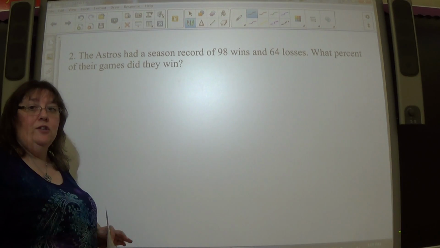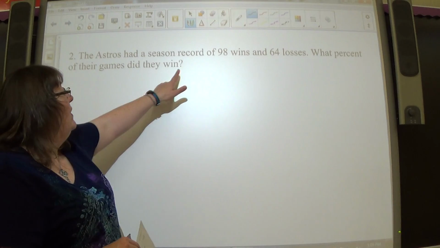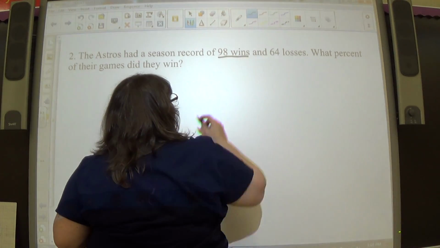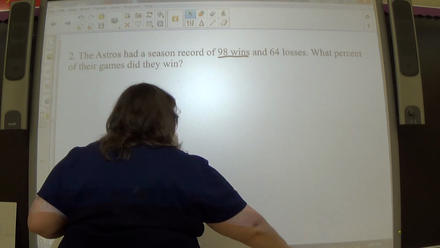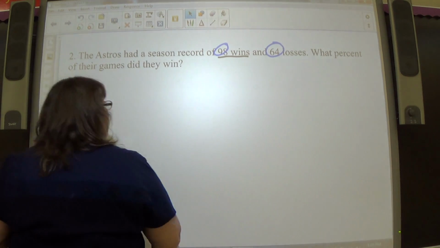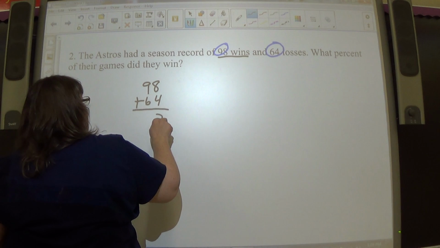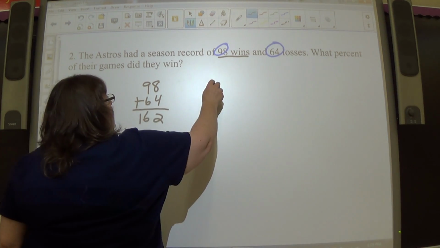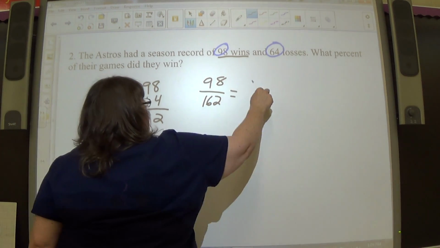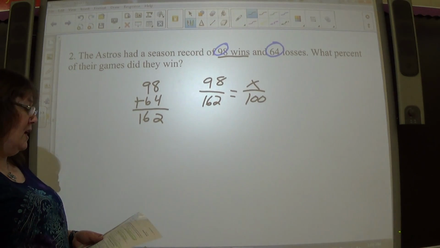Number 2, again, you're looking at percent. How you have to do this is you take the number of wins, because you want the number of wins. How many did they win? The number of wins over the total. So you have to go 98 plus 64, that's 162. So you're looking at 98 over 162 equals x over 100. I saw a lot of people doing that. That's very good. Is over of equals percent over 100.